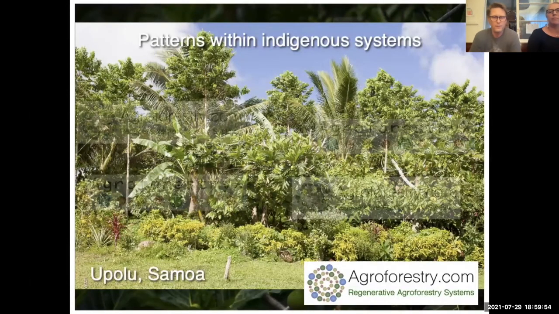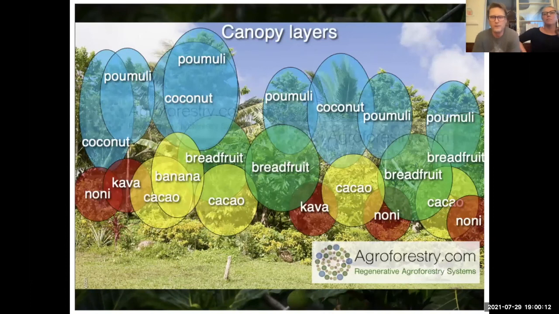And so if you take, for example, this example from Samoa, this is a traditional agroforest. In here, you have all of the layers that you would find in the forest of that place, but they've been basically swapped out with crops. And in my next slide, I'll show you how that breaks down in terms of stratification.